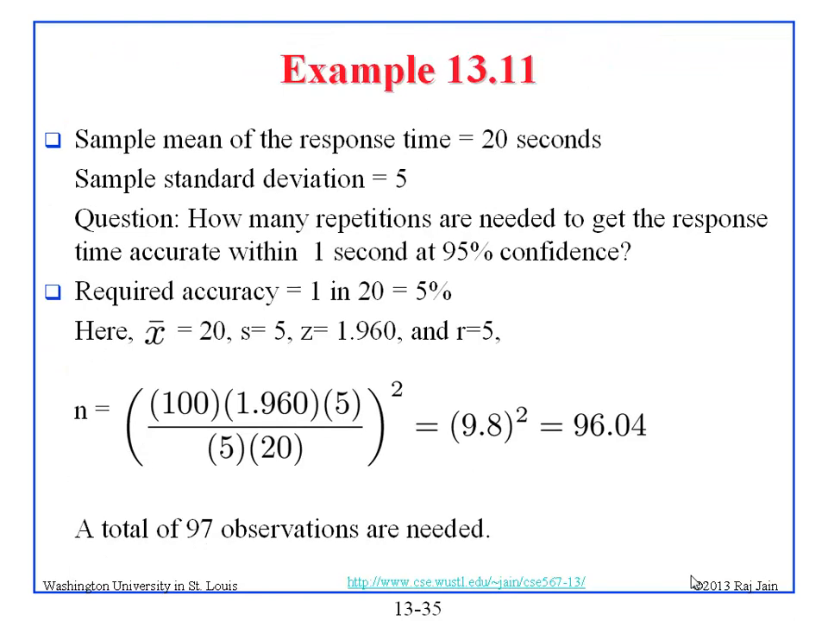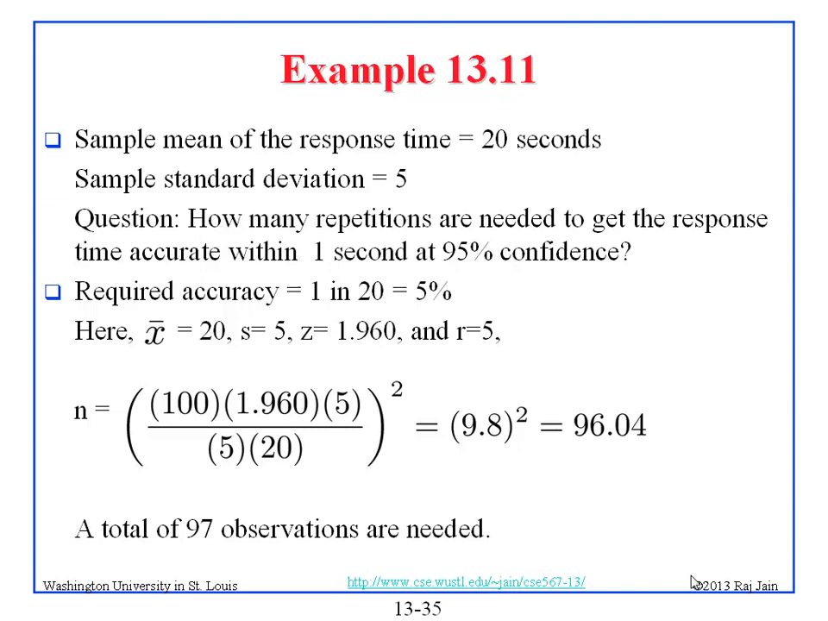So the sample mean is 20 seconds, the standard deviation is 5. How many repetitions are needed to get the response time accurate within 1 second at a 95% confidence interval? So you want to be within 1 second.